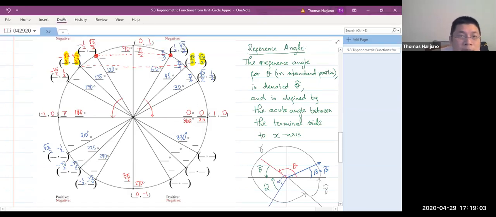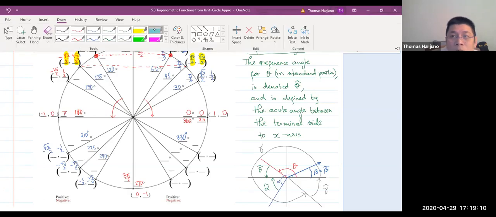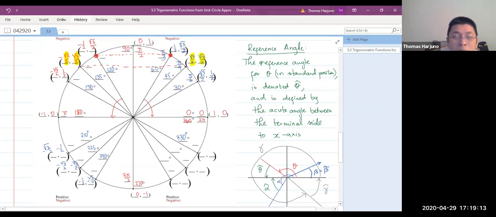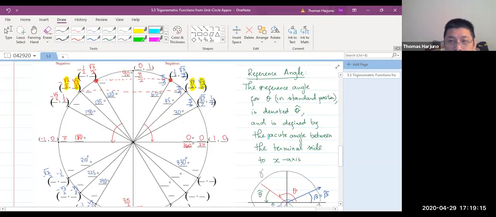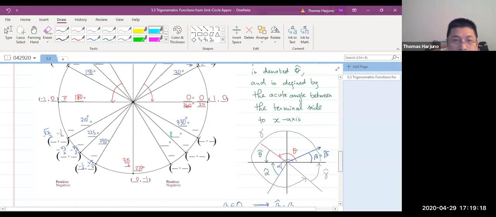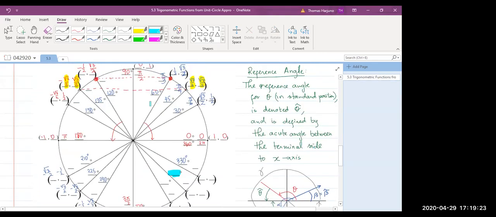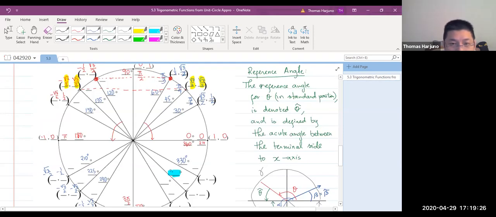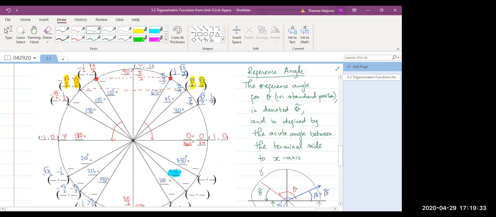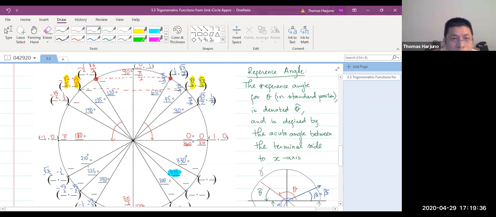Okay. Now, let's try. What is the angle here? Corresponds to this one here. What's the angle here? That will be 315. And how about this one here? 300. 300 degrees, that's right. Okay, now you should be able to fill up the radian measure yourself later on.